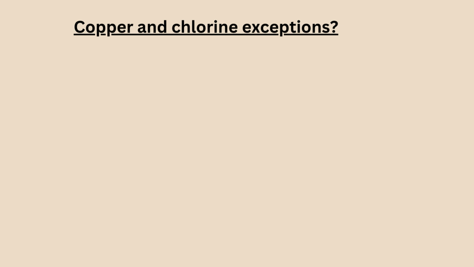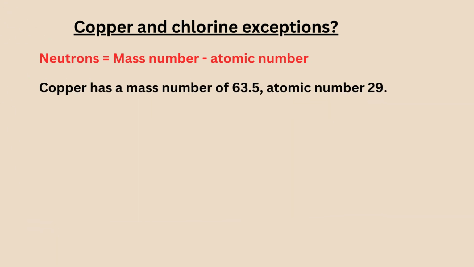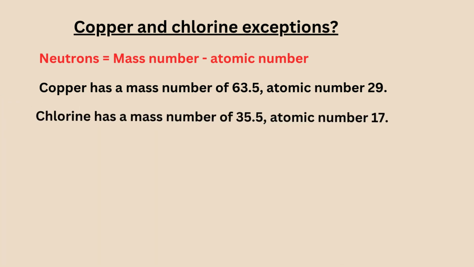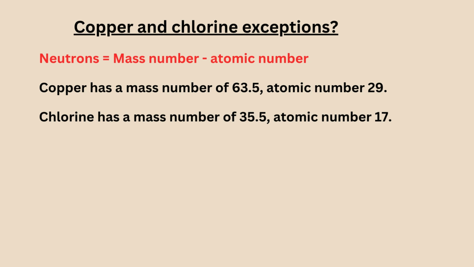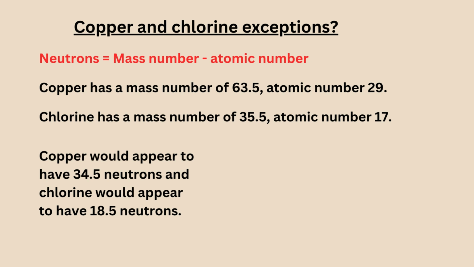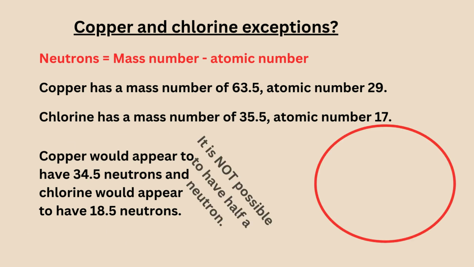Copper and chlorine could be exceptions. Number of neutrons is equal to the mass number minus the atomic number. Copper has a mass number of 63.5, atomic number 29. And chlorine has a mass number of 35.5 and an atomic number of 17. So this means that copper appears to have 34.5 neutrons, whilst chlorine appears to have 18.5 neutrons.